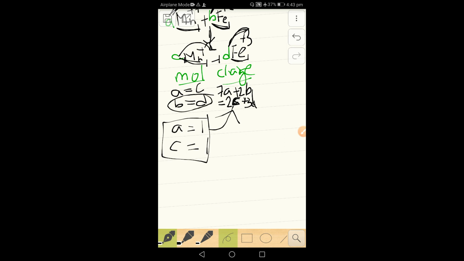So we have 7A, which means 7 into 1, that means 7, plus 2B, I am putting it as B, 2B. This must be equal to 2 into C, C is equal to 1, so it is 2, and 3 into D, and since D and B are equal, I am putting here B, 2 plus 3B. Now let's solve it. If we solve it, then B will appear to be 5. So we have got the values.